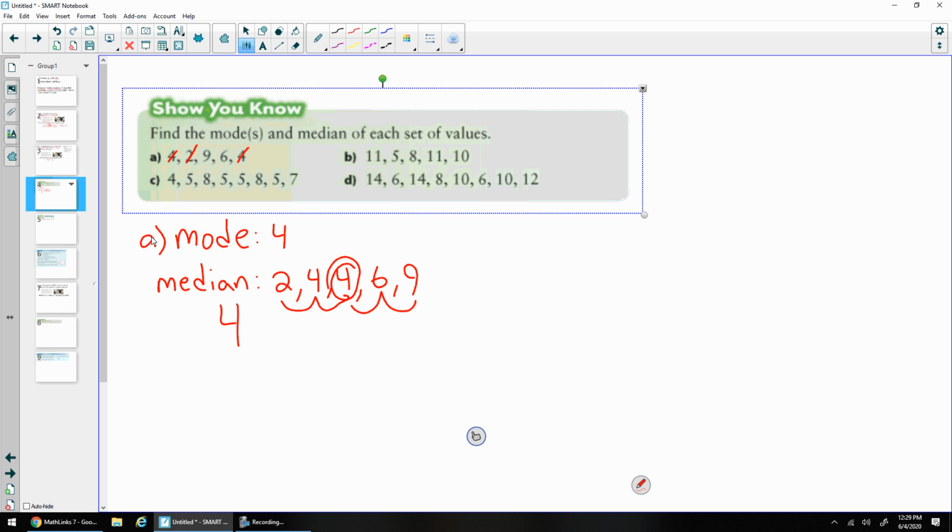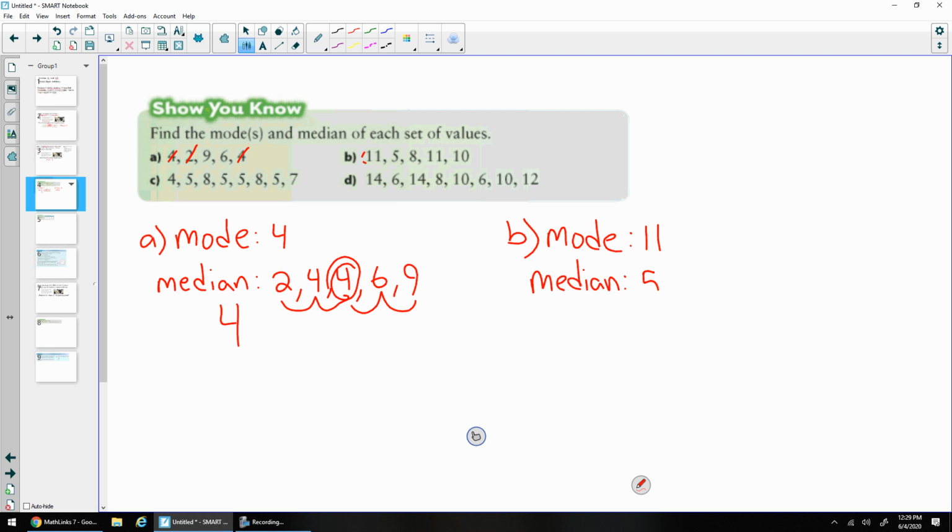Okay. B, the mode. Well, we have 11, 5, 8, 11, and 10. So there's 2 11s. There's only 1 of everything else, so the mode would be 11. The median, I would write down these numbers in order. 5, 8, then 10, and then 2 11s. Again, I'm seeing, okay, the 10 is in the middle here. There's 2 on each side of it. So the median is 10.